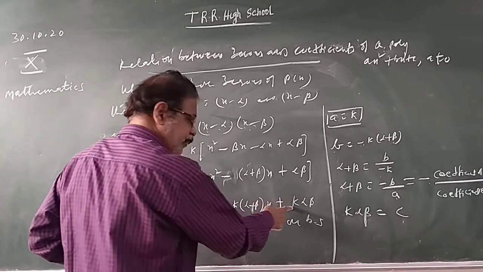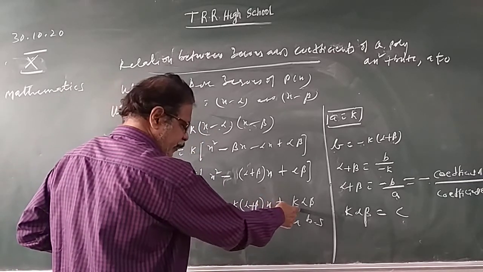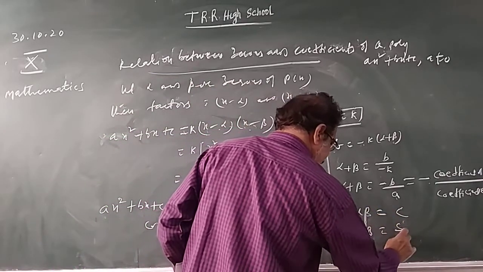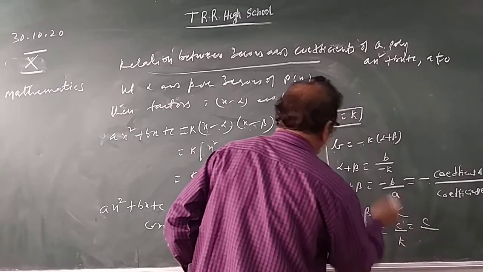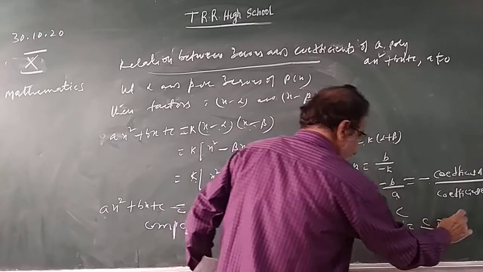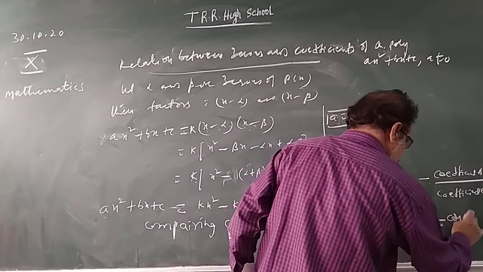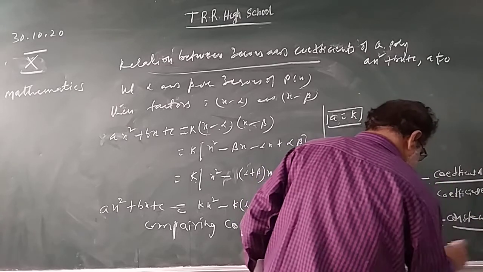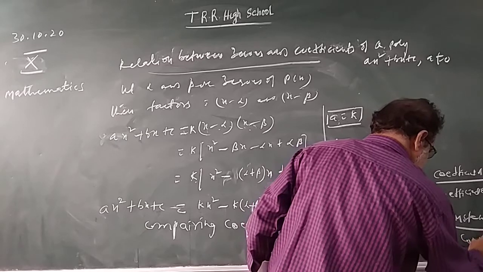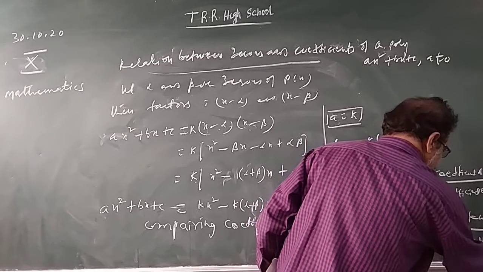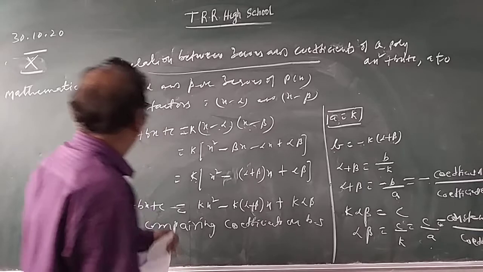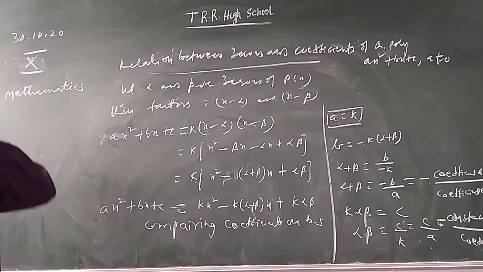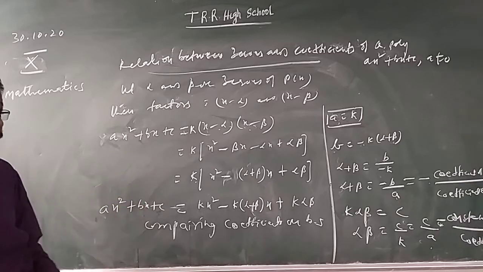Comparing the constant, third term: K alpha beta is equal to C, so alpha beta is equal to C by K. C by K means C by A, where C is the constant term and A is the coefficient of x square. This is the relation between zeros and coefficients.